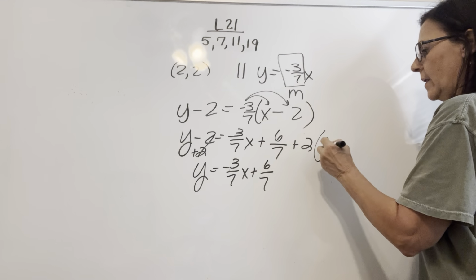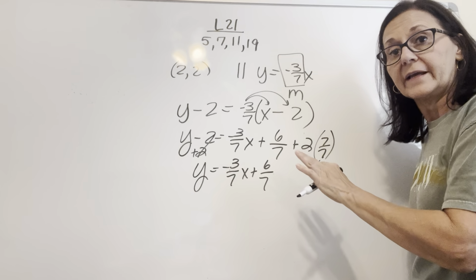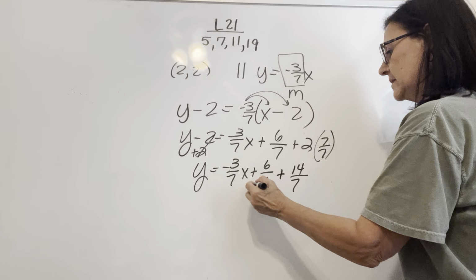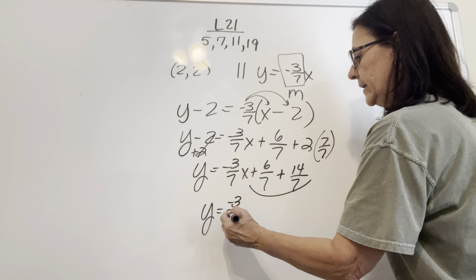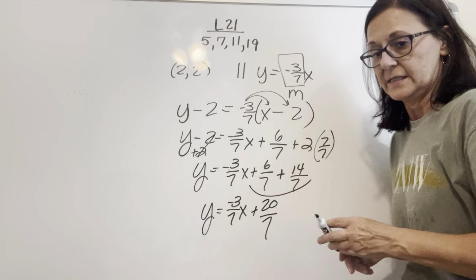I'm going to multiply 2 times 7 over 7, so I have a common denominator and can add the numerators. That's plus 14/7. I'm going to combine those. The equation is y equals negative 3/7 x plus 20/7.